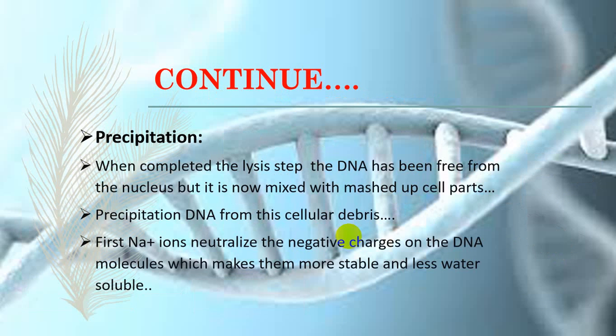Now precipitation. When the complete lysis step is done, the DNA has been freed from the nucleus, but it is now mixed with mashed up cell parts. So as I mentioned earlier, the DNA in the second step is usually mixed up with, you can say, the solution which we have added. तो हम उसमें क्या करते हैं कि हम उसको उस precipitation से उसे हम निकालना होता है. So the precipitated DNA from this cell debris is separated.